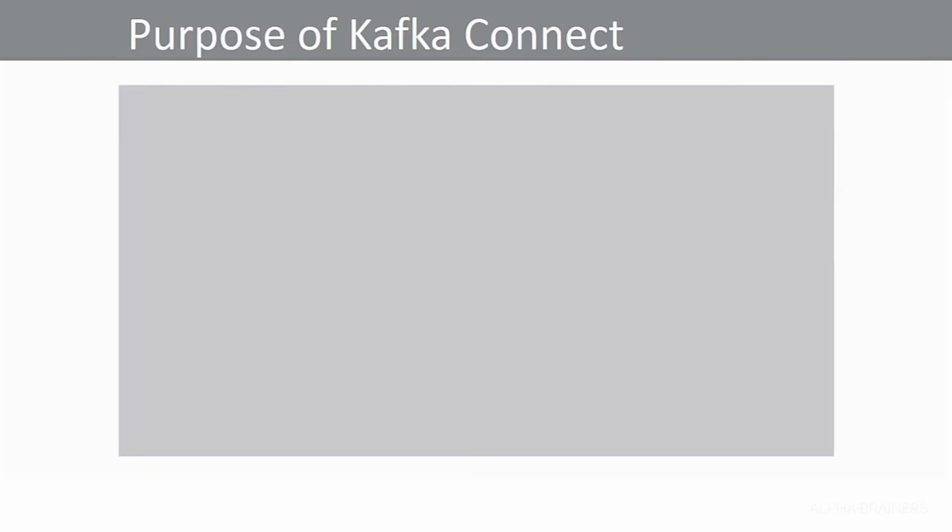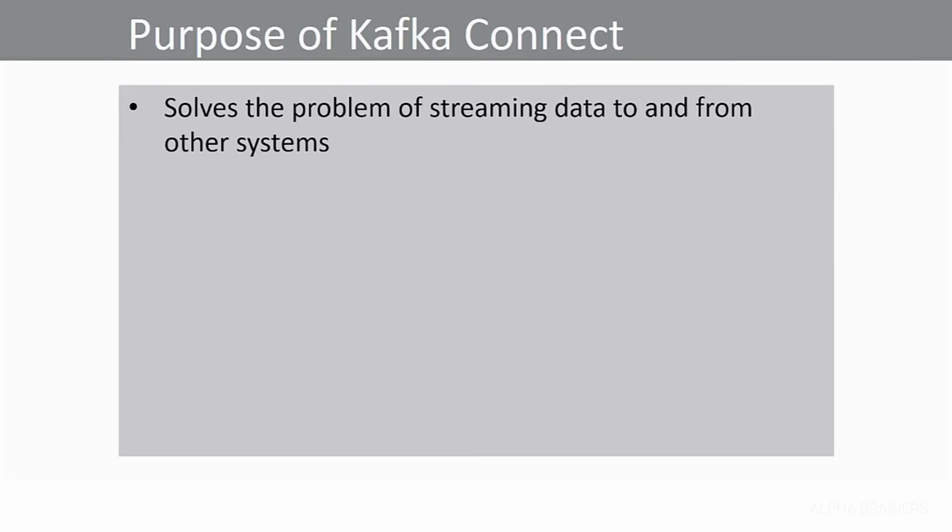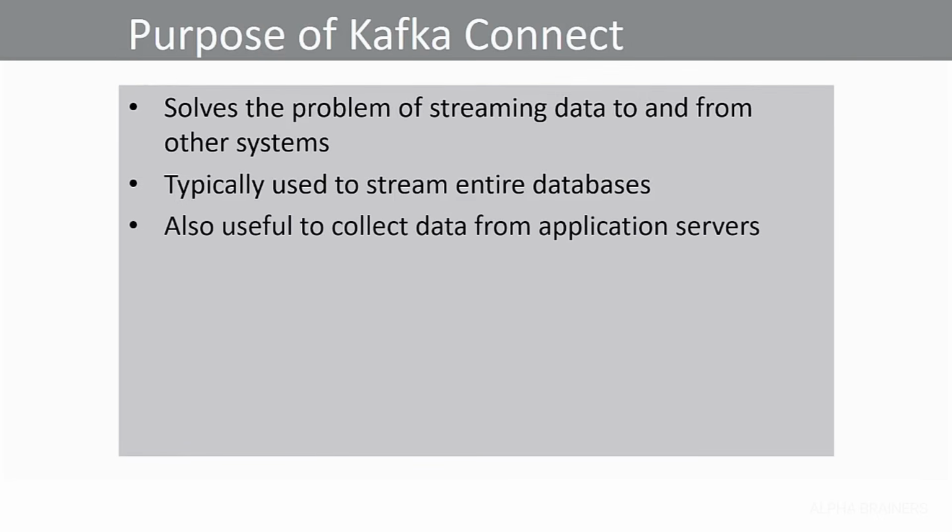So let's start off talking about what the purpose of Kafka Connect is. It solves a problem that you might have streaming data to and from other non-Kafka systems. So typically it's used to stream entire databases into Kafka. It's also useful if you have some type of data coming from an application server that doesn't have a Kafka component or a Kafka producer built into it. Some of the features you should be aware of: it does make use of a common framework that will standardize how the integration occurs from other data systems with Kafka.